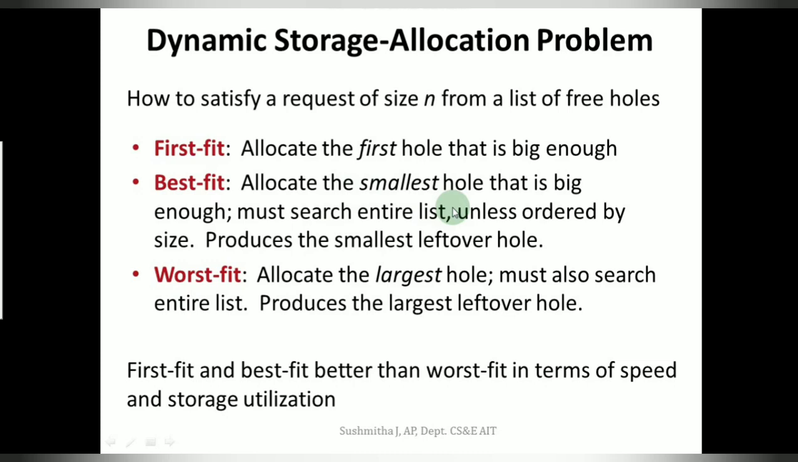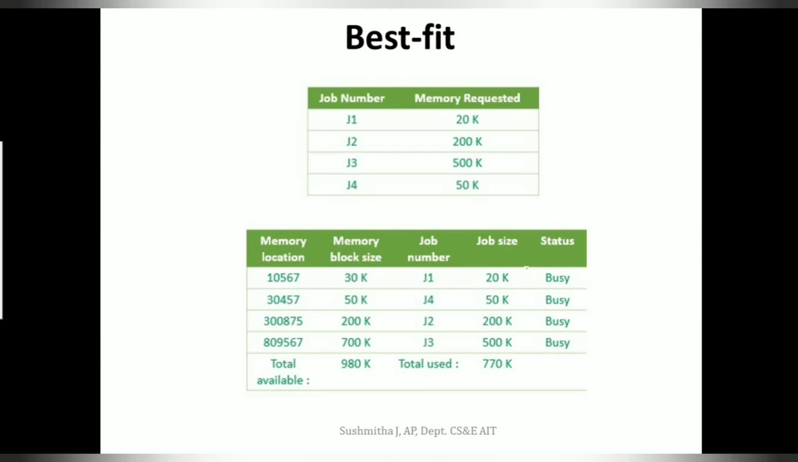Now let us see the illustration of best fit. Now we have the first process. The first process or job is requesting a size of 20K. Now it has to search the entire available block size list. So it checks the first one, the second one, the third one and the fourth one, and then it decides that this is the best hole that it can fit job 1 into.